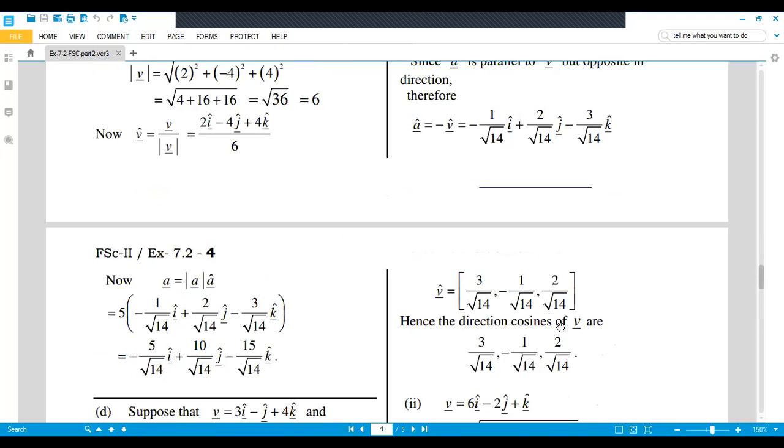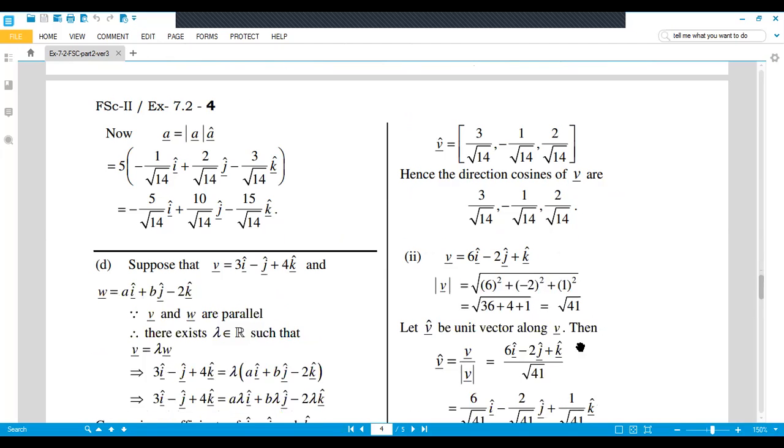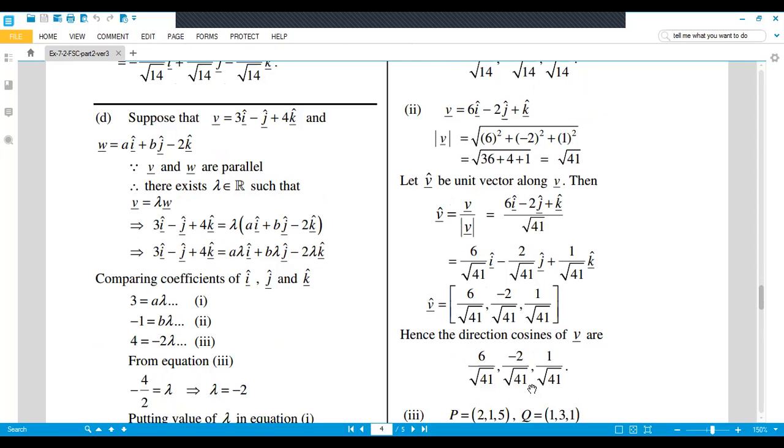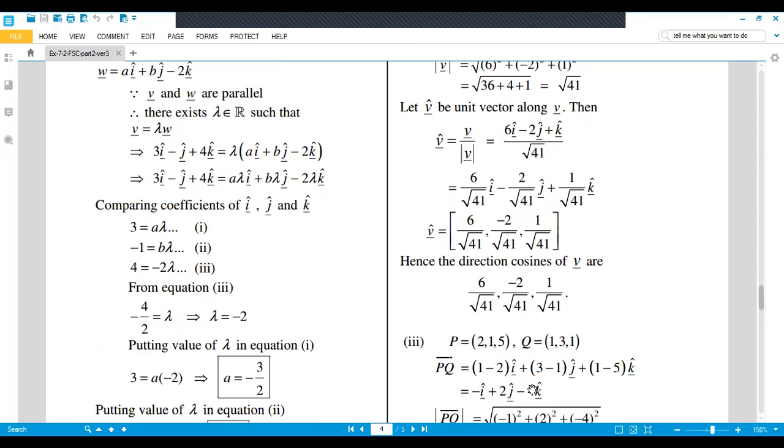Hence, the direction cosines of V are, we remove the i, j, and k and write the coefficients with commas. That will be the direction cosines of V. Similarly, for the second, we find its magnitude. We get root 41. And then the unit vector, V divided by its magnitude, we get this. The direction cosines will be, remove i, j, and k, just put commas. So that will be the direction cosines of the given vector.